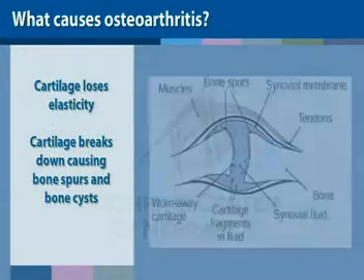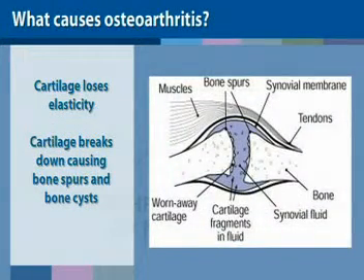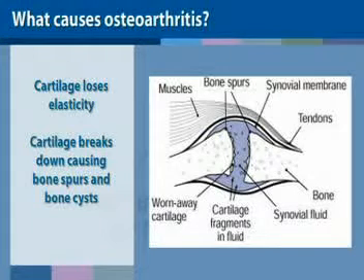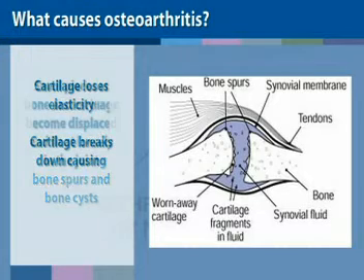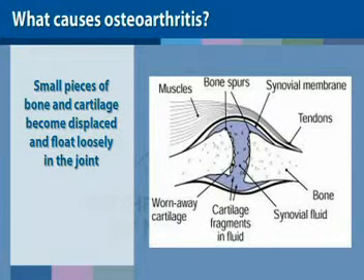There are several phases in osteoarthritis. First, the cartilage loses elasticity and is more easily damaged by injury and excessive use. These changes may be influenced by age, heredity, and trauma. Second, as the cartilage breaks down, changes occur in the underlying bone, including bone spurs and bone cysts. Thirdly, small pieces of bone and cartilage become displaced and float loosely in the joint space.